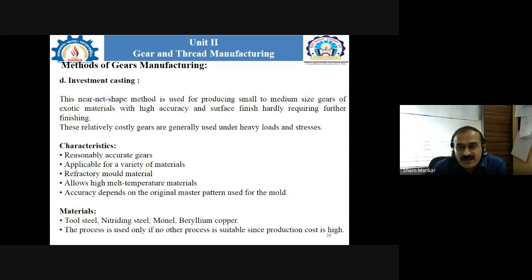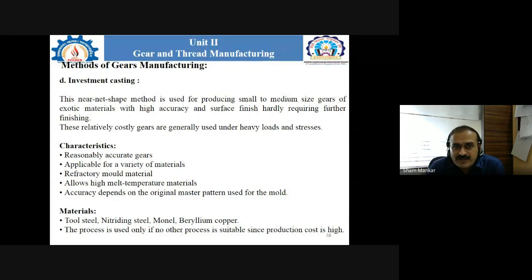Yes, yes, correct. Absolutely correct, Suraj. So we can also call the investment casting process the lost wax casting process, because some quantity or amount of the wax may get lost during the entire process. So that's why this casting process is called investment casting as well as lost wax casting process.